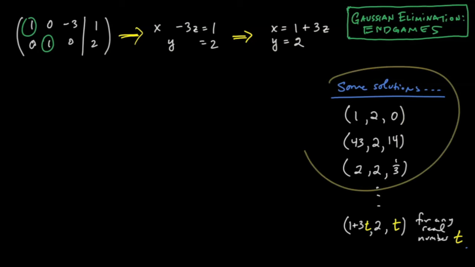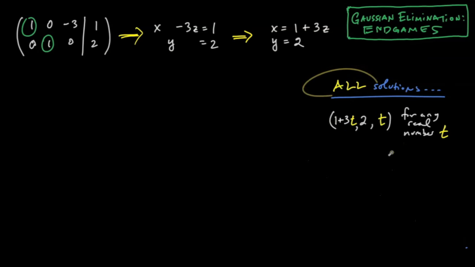So rather than just writing down some solutions, we could say all solutions have this particular form. 1 plus 3t for the first coordinate, 2 for the second coordinate, and t for the third. So t is just functioning as a parameter here. It can take on any real number value, and that value determines the value of the first coordinate, the x coordinate.